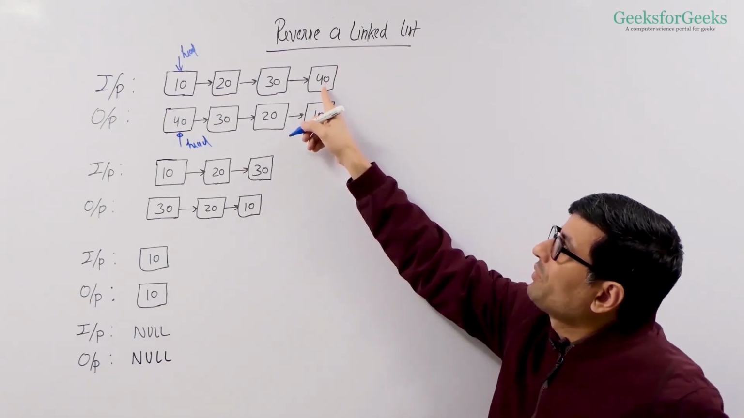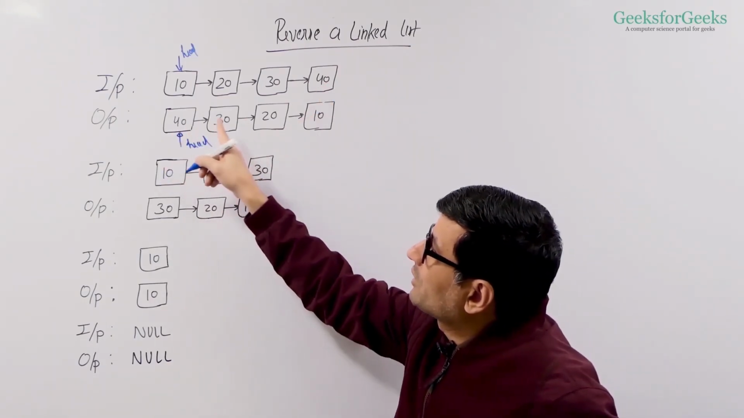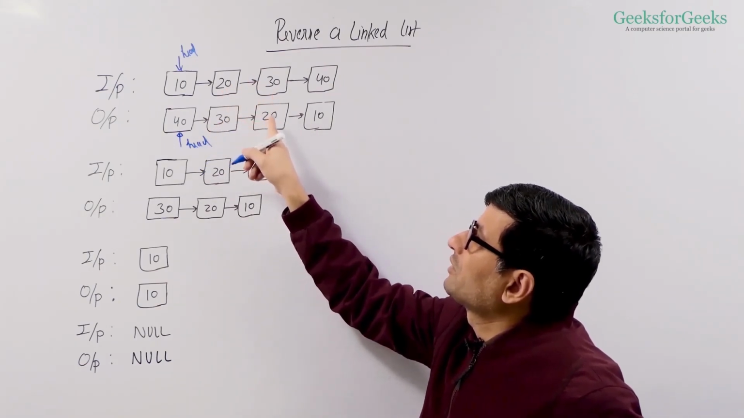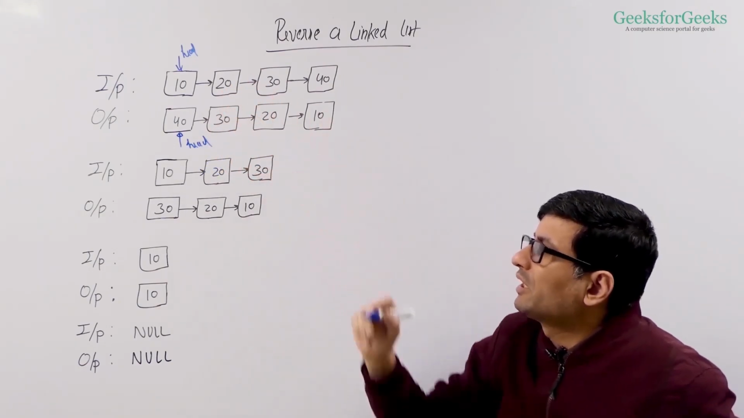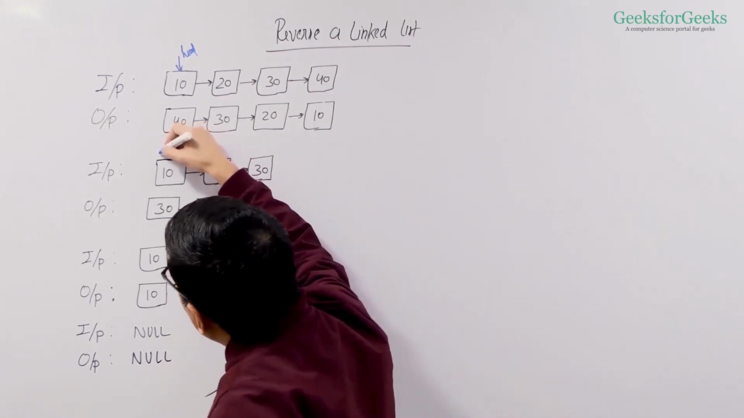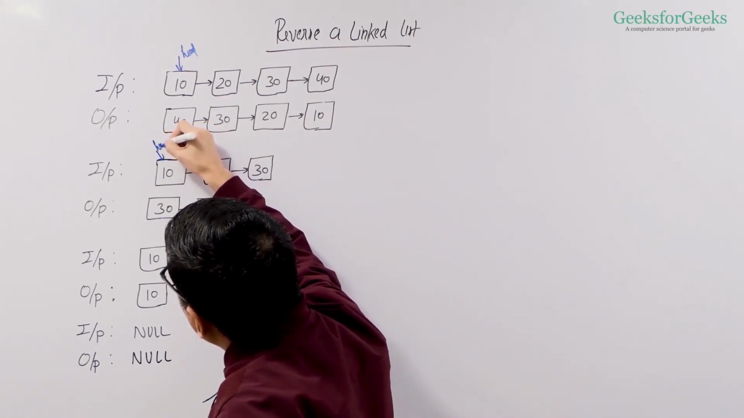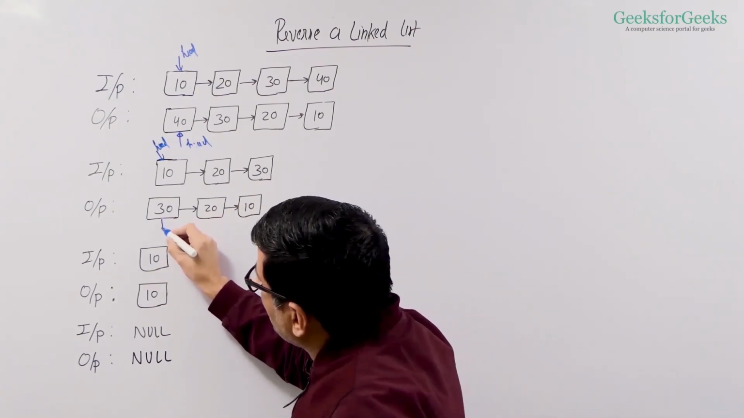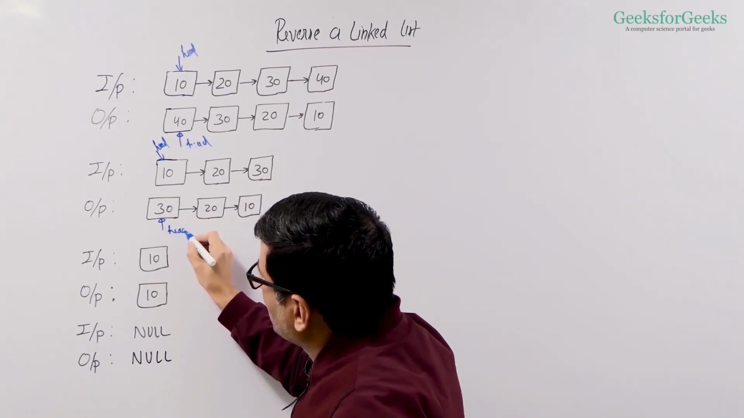And if you notice, 40, which was the last node, now becomes the first node. Then 30, second last node becomes the second node. Third last node becomes the third node. And the first node becomes the last node. Let's now see this second linked list. We are given this head and we want to change this to 30, 20, 10. And this is our modified head.